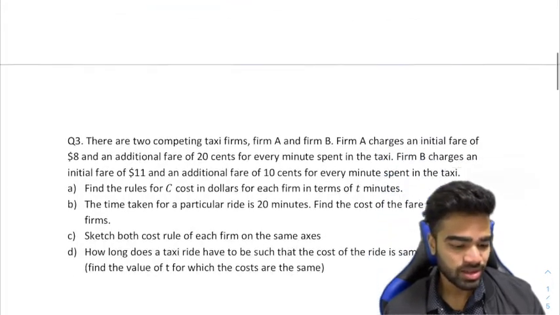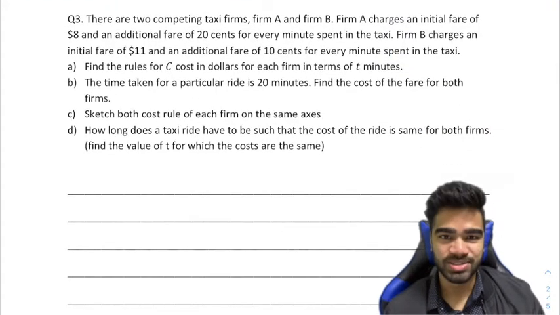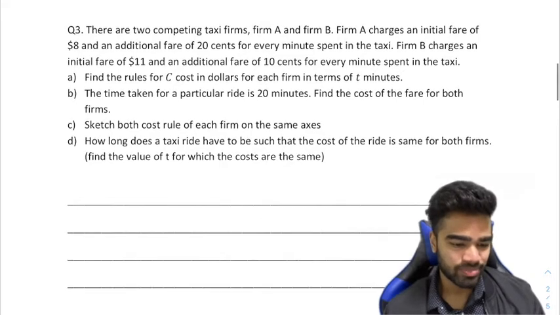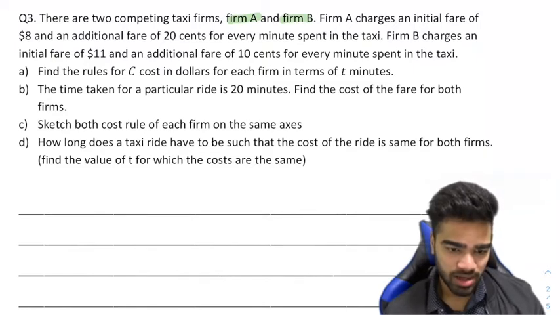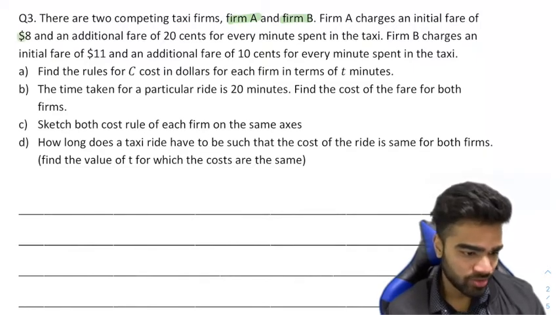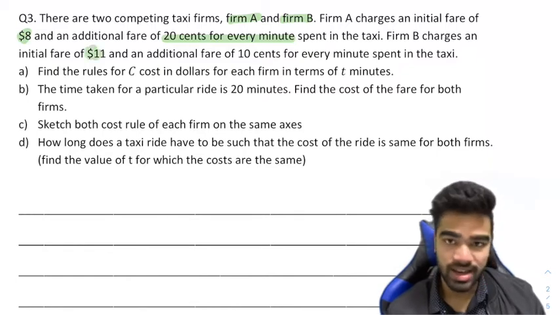Alright, let's go on. Again, I promised you worded problems. This is a massive worded problem. So why don't you guys pause the video and have a go. Let's see. There's two competing taxi firms, firm A and firm B. So taxi, alright. Firm A charges an initial fare of $8 and an additional fare of 20 cents for every minute in the taxi, okay. Firm B charges an initial fare of $11 and an additional fare of 10 cents every minute.